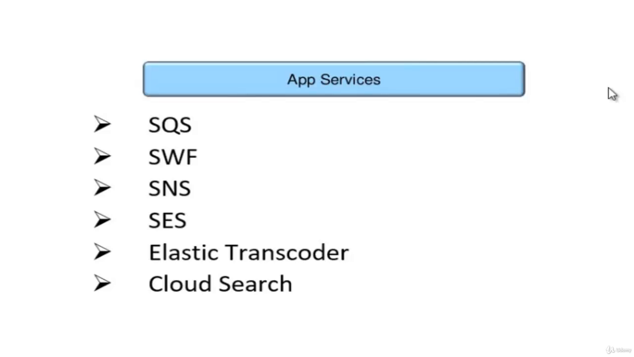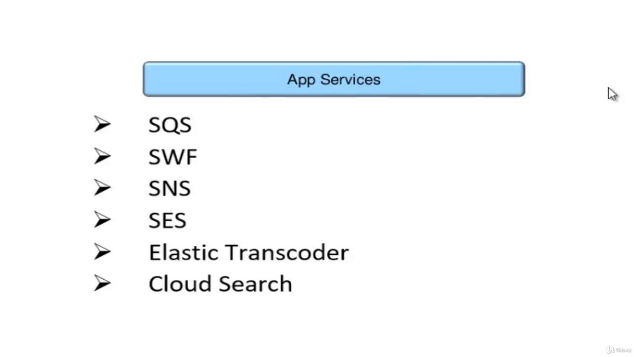Using SQS, you can send, store, and receive messages between software components at any volume, and that is without losing messages or requiring other services to be always available. SQS standard queues offer maximum throughput, best effort ordering, and at least once delivery.